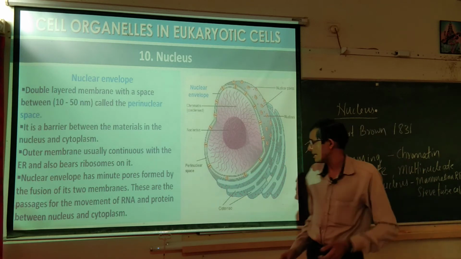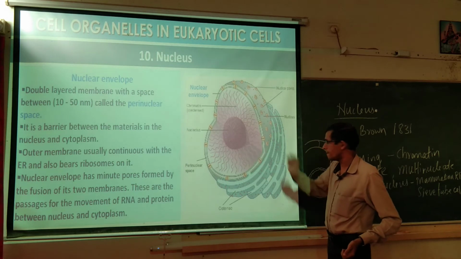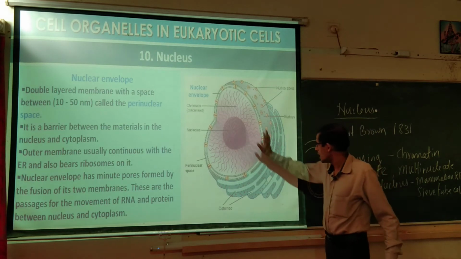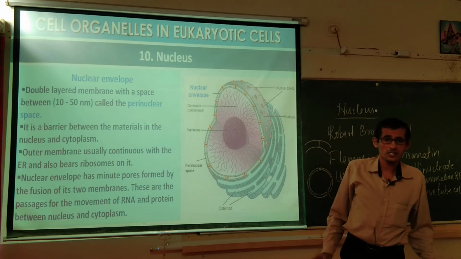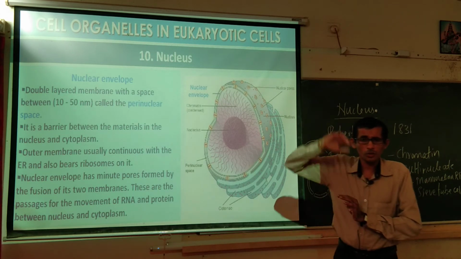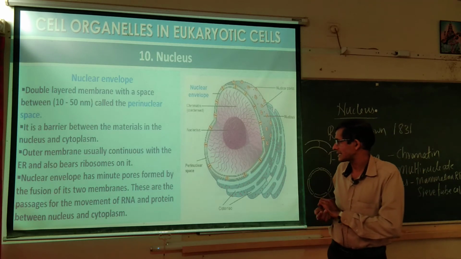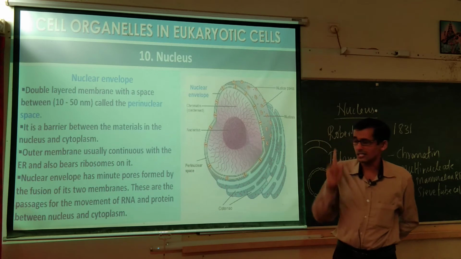Of course, there is a nuclear pore, but the nuclear envelope will act as a barrier, it is a gate between the inner nucleoplasm and the outer cytoplasm of the cell. The inner nucleoplasm, the nuclear matrix, and the outer cytoplasm of the cell, in between that one it is acting like a barrier between the materials of the nucleus and cytoplasm.